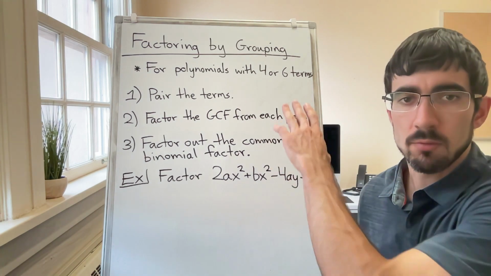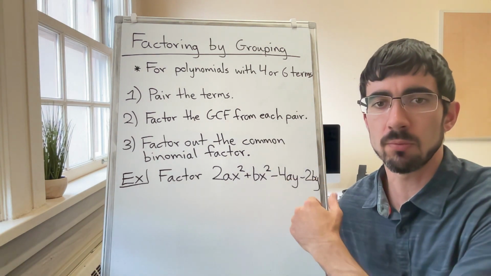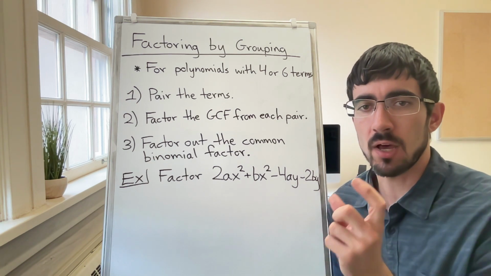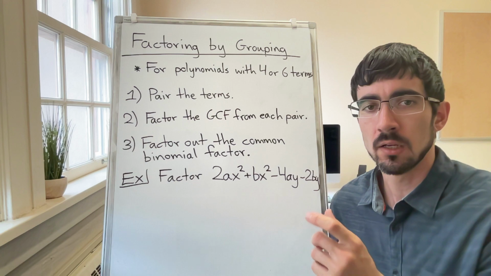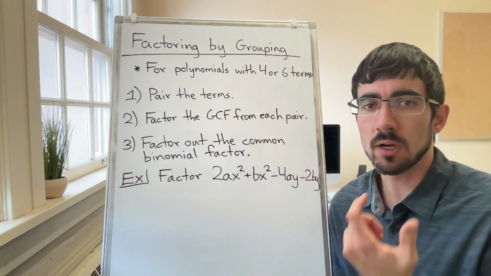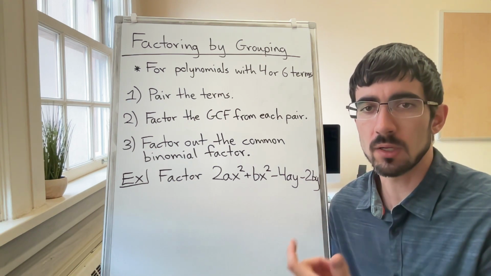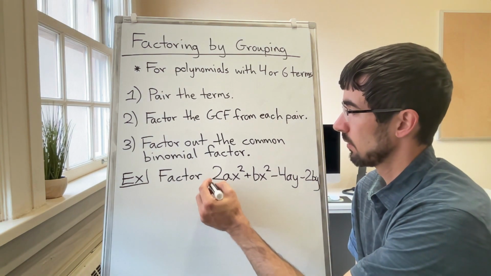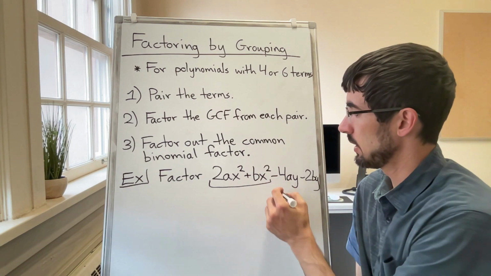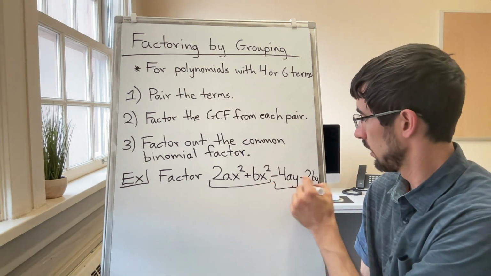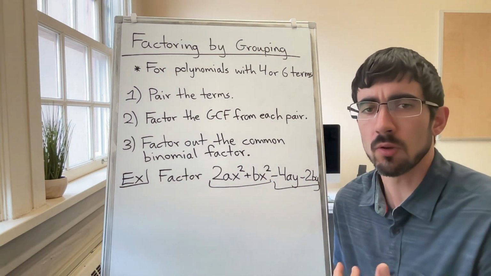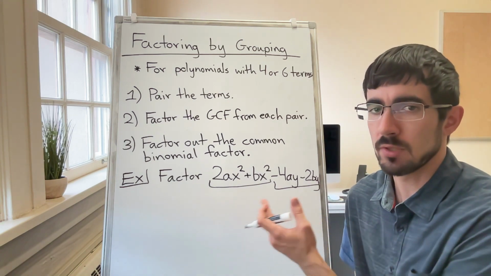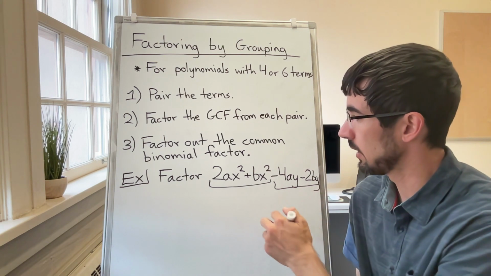So here's a 3-step process for factoring by grouping. First, we're going to pair the terms. Then we're going to factor the greatest common factor out of each pair. And third, we're going to look for a common binomial factor that we can factor from each expression. So pairing the terms. With this example, I'm going to put these two together in a pair and these two together in a pair. There's more than one way that this could be rearranged to pair it, but I'm just taking it in the order in which it's written.